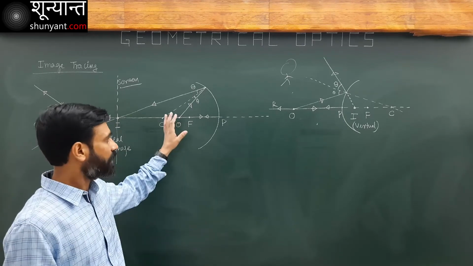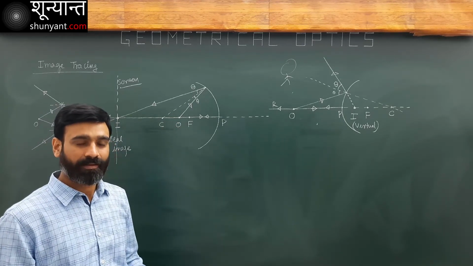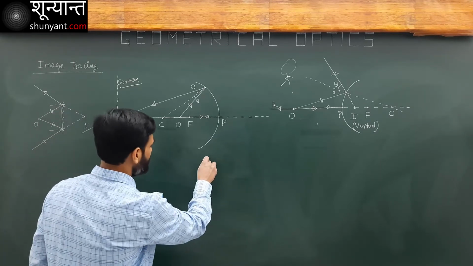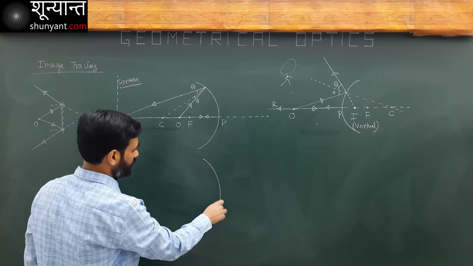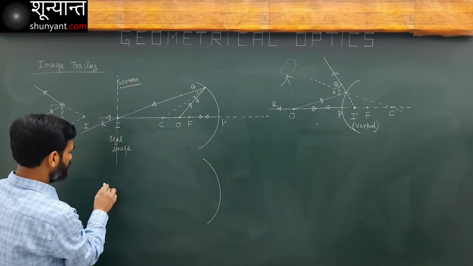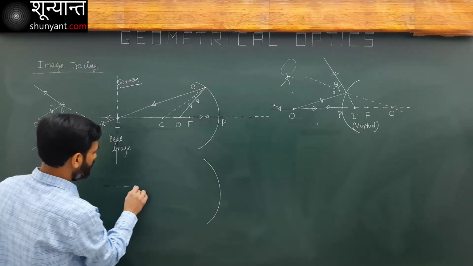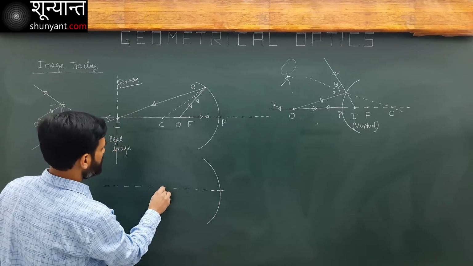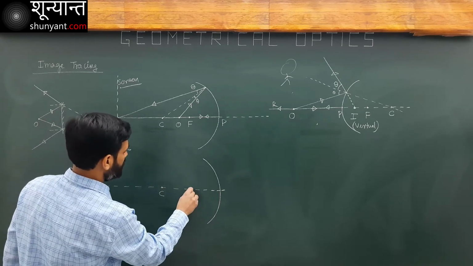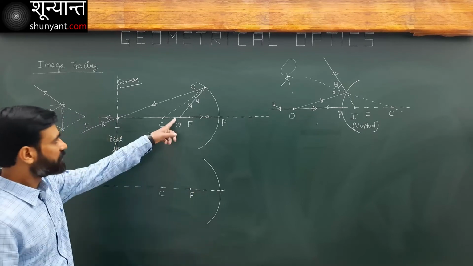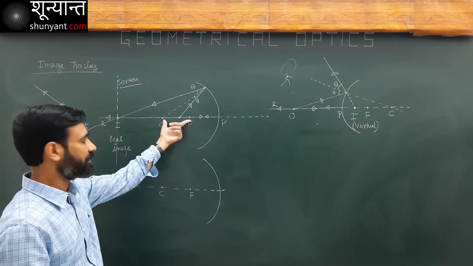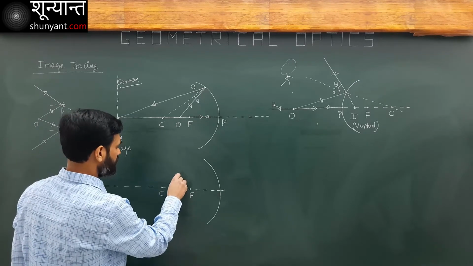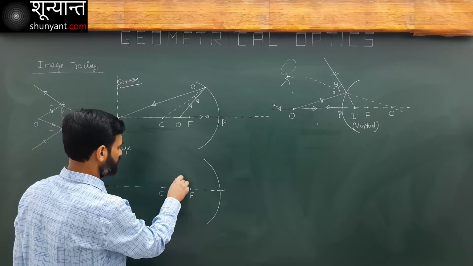Now this is for point object. What about extended objects? Let's say that I have this extended object. At the same place where I had a point object, let me put one extended object. This is my center. This is my focus here. The object was kept where? Between focus and center. Let me keep one extended object like this here. Let's say that this is my object.